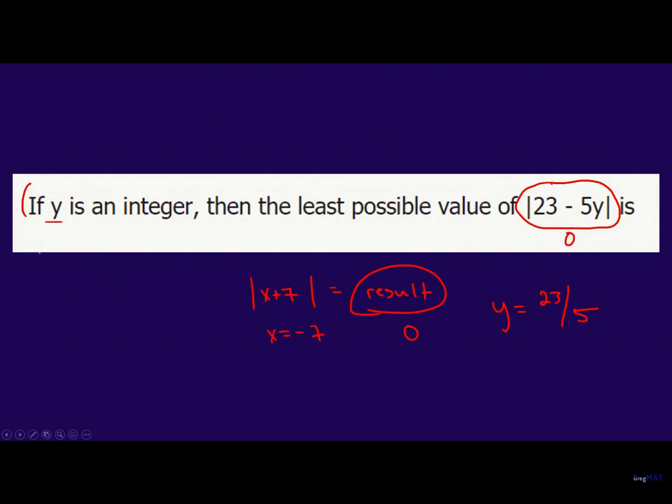My question was asking about y. That makes sense. See the difference? Yeah, we were asking about different things. Got it. Okay, thank you. Cool.